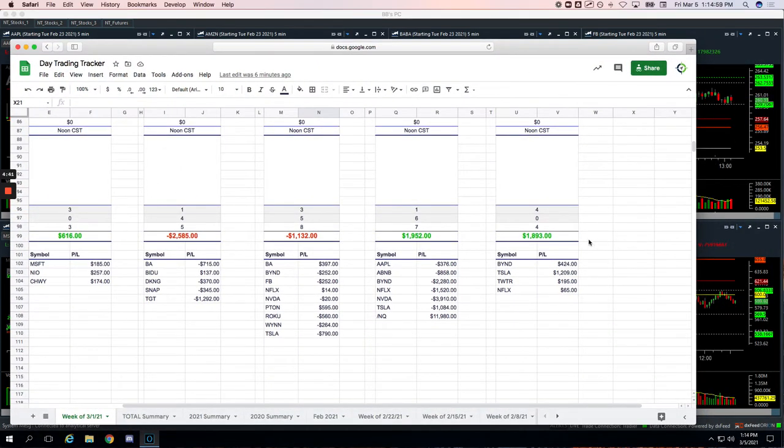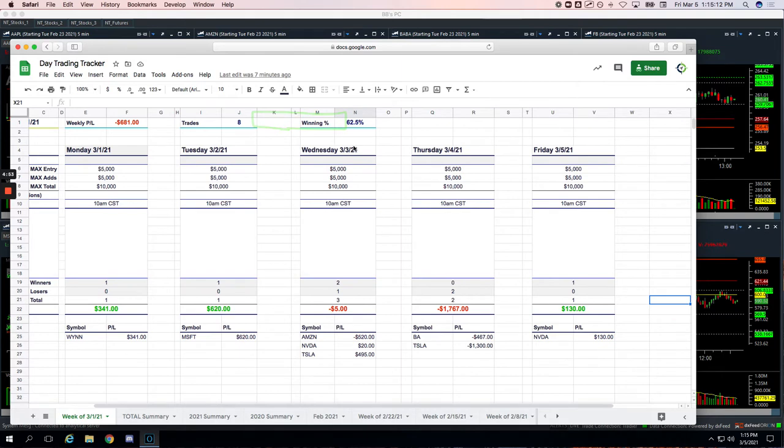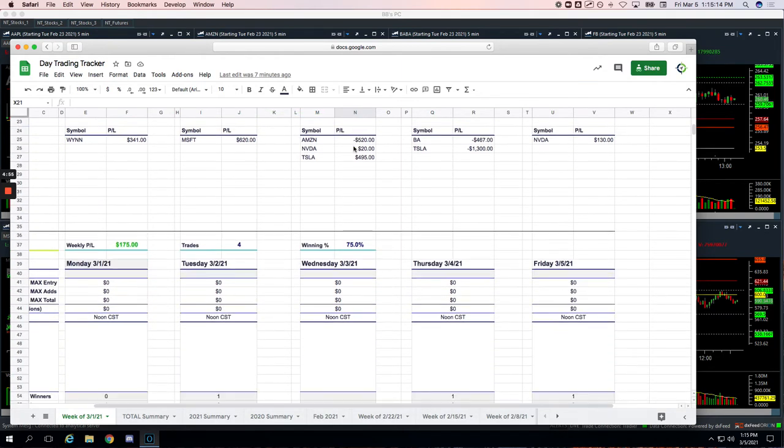So on the week, the Mighty 90s, down 681 on the Mighty 90s on just 8 trades. Again, on the Mighty 90s, our winning percentage really needs to be over that 70% mark, where we typically start to really book some significant profits.